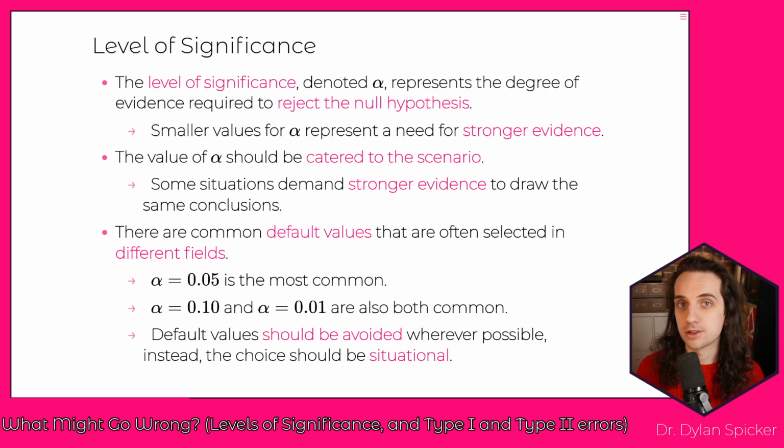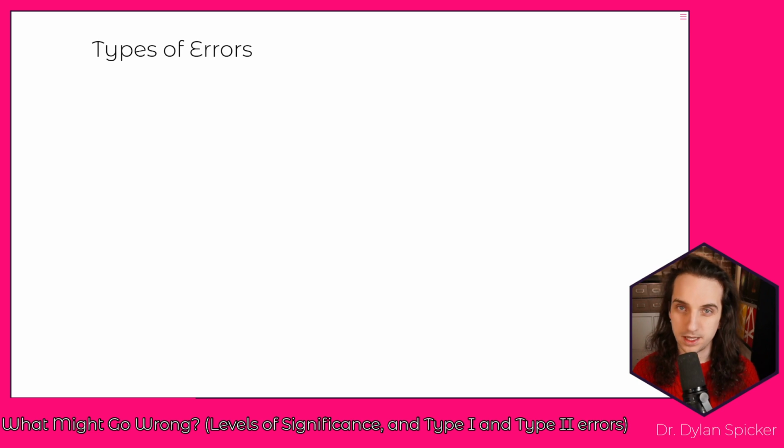However, thinking about the level of significance as just the amount of evidence required to reject the null hypothesis, it can be difficult to pin down a specific value for it. And so it's useful for us to think about whether there is another way that we can frame this value of alpha. In order to do so, we're going to talk about errors within the hypothesis testing framework.